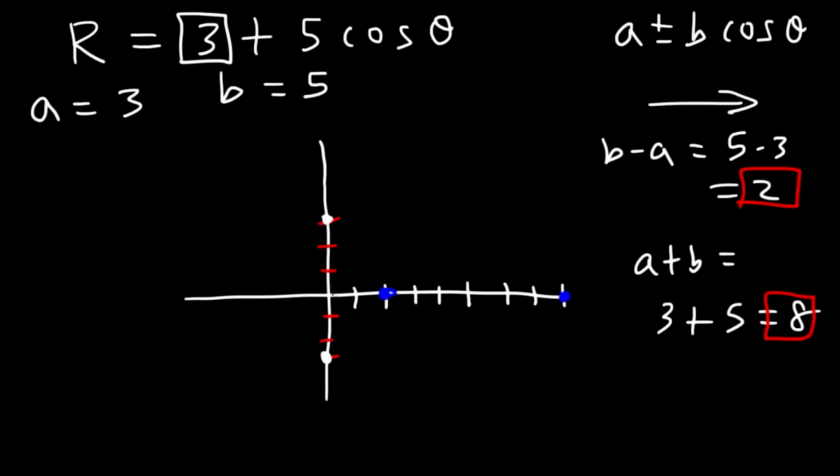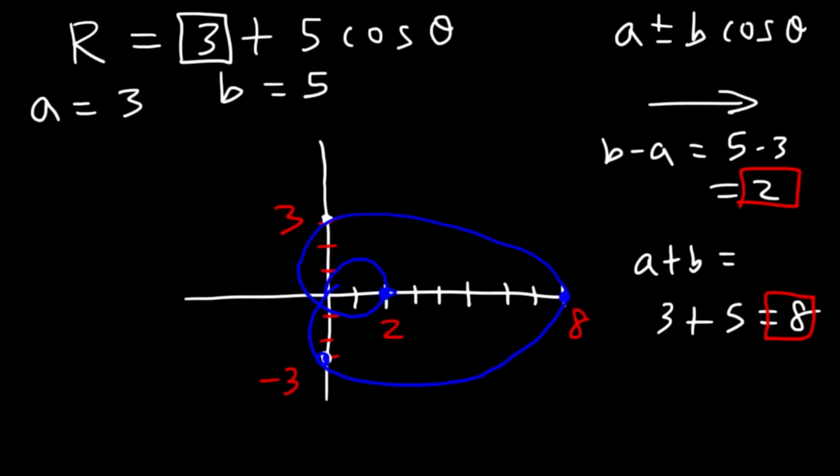Now let's go ahead and graph it. So first, let's start with the inner loop. And then let's go towards the first y-intercept, and then the second x-intercept, and then towards the other y-intercept. So that's a rough sketch of this graph. The points that you need are 3 and negative 3 on the y-axis, and 2 and 8 on the x-axis. Let's try another example.